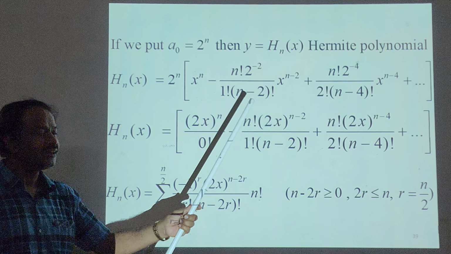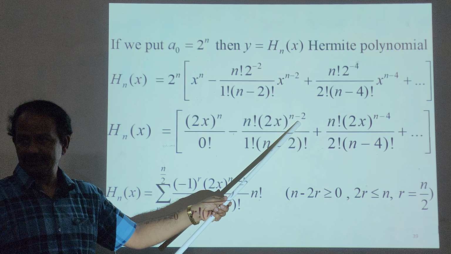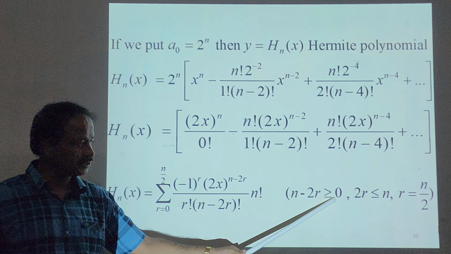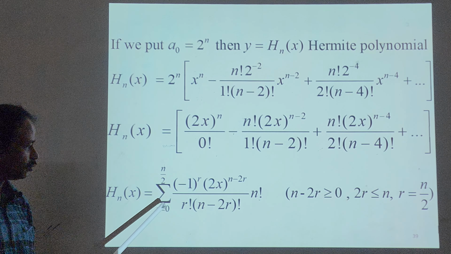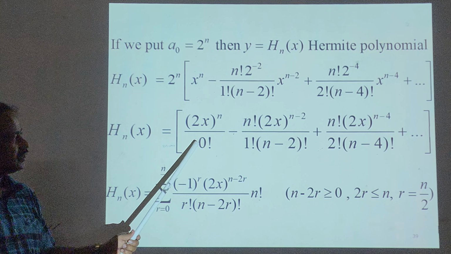See, the left hand side as it is. Here I have written, just a minute, we have changed the limits now. n minus 2r is greater than or equal to 0, which implies that 2r is less than or equal to n. So r equals n by 2. So r goes from 0 to n by 2. This term I have simplified exactly like this.